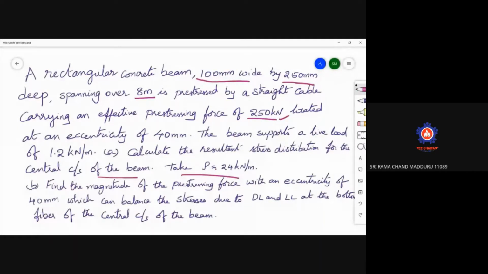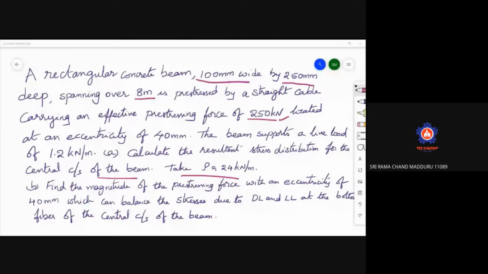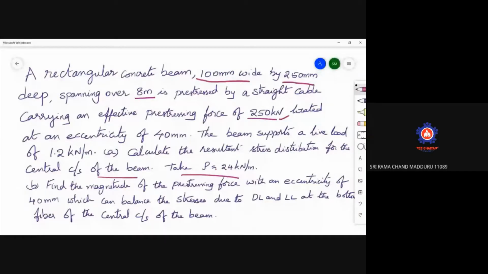Find the magnitude of the pre-stressing force with an eccentricity of 40 mm, which can balance the stresses due to dead load and live load at the bottom fiber of the central cross section of the beam.